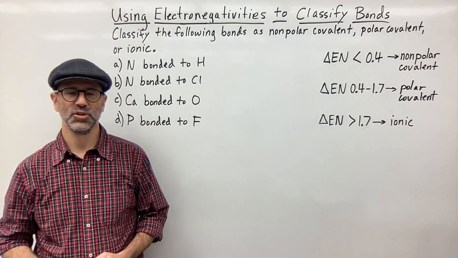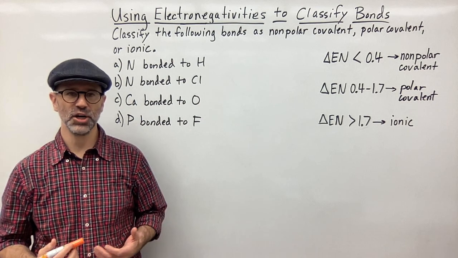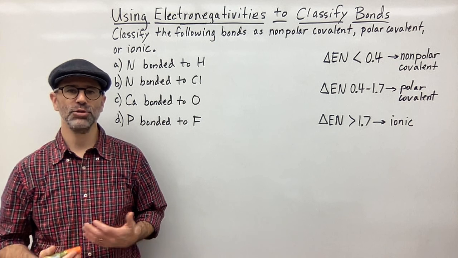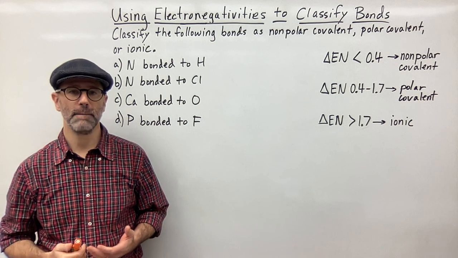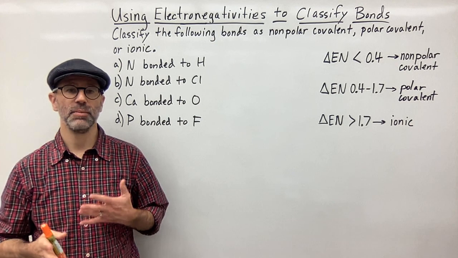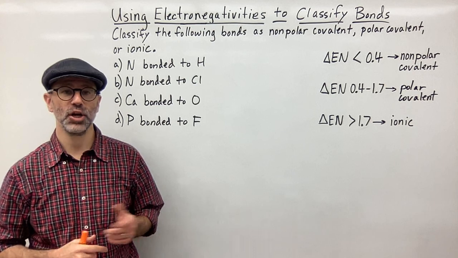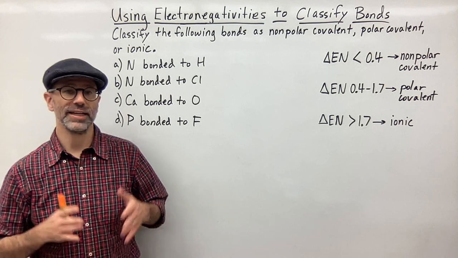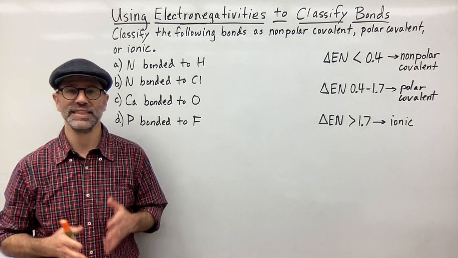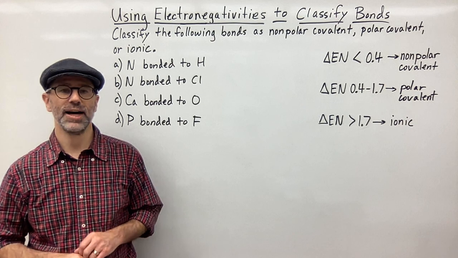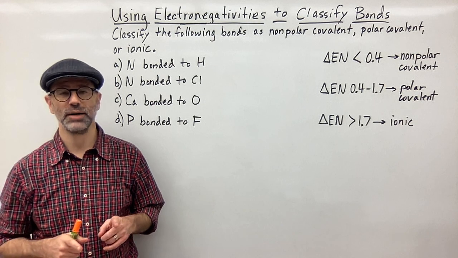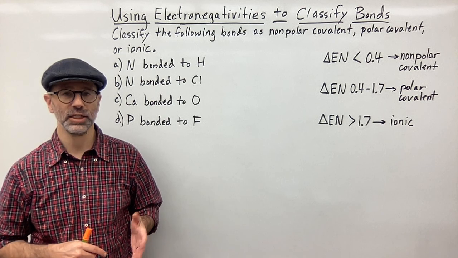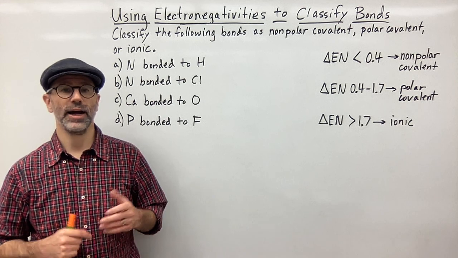My name is Mr. Cobalt, and in this video I'm going to be going over how to use electronegativities to classify bonds. So again, in this video, as in a previous video, I'm going to show you how you can use electronegativities, or more specifically the electronegativity differences, to identify whether the bond between two atoms is going to be nonpolar covalent, polar covalent, or ionic.